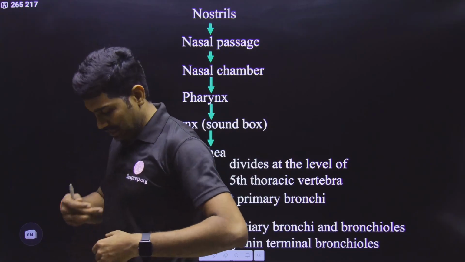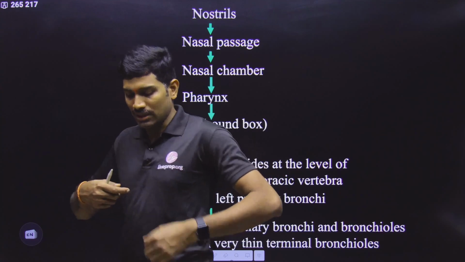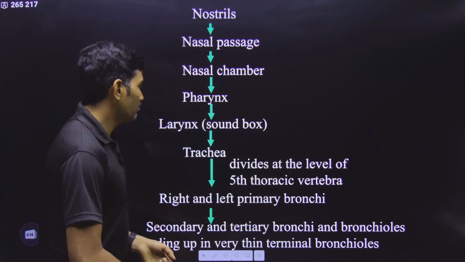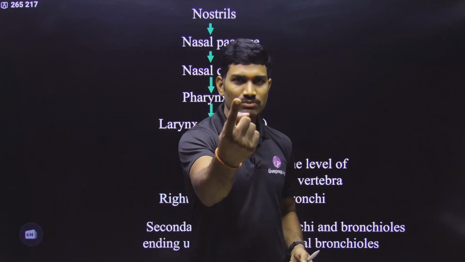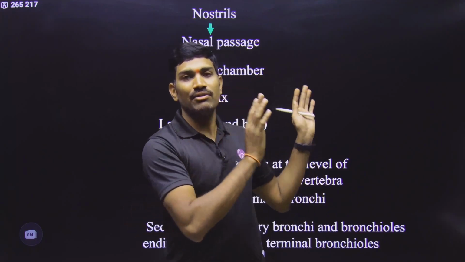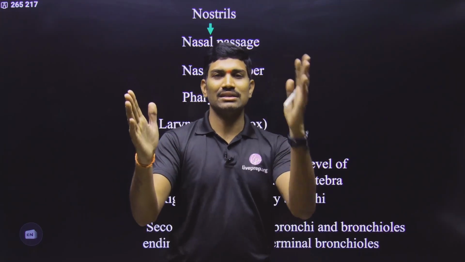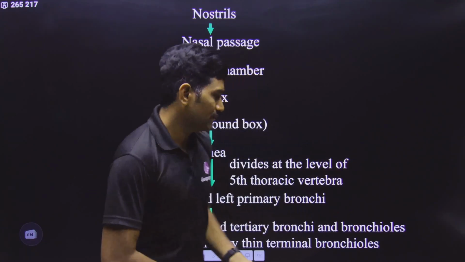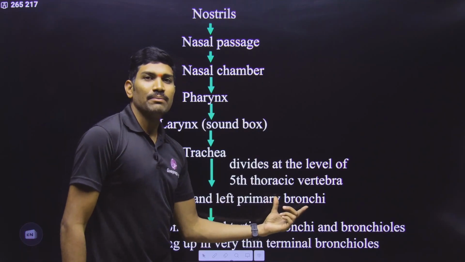So here what they are saying, at the level of the fifth thoracic vertebra, this trachea is undergoing branching. It is branched into right and left pulmonary bronchi. Please remember, when you are observing, for you this side is the right side, this side is the left side, but whenever we are talking about the human systems, it is with respect to me. So this is the right side, this is the left side. It is divided into right and left primary bronchi.